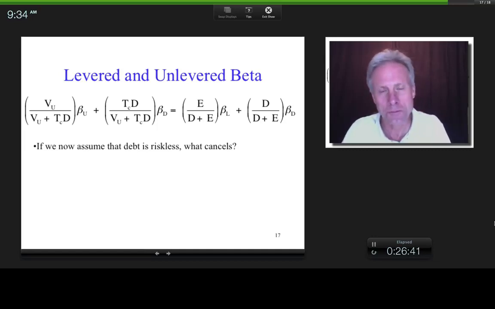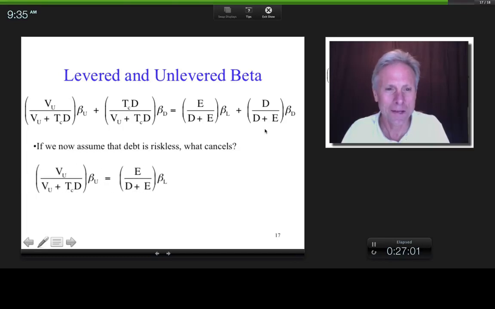So I'm going to make one more assumption. I don't have to assume this, but I'm going to assume that debt is riskless. And if debt is riskless, then what is the beta of debt equal to? 0, right? Which means, does this term go away? It does, right? What about this guy? Does that go away? It does, right? So what we're left with is that equation right there.